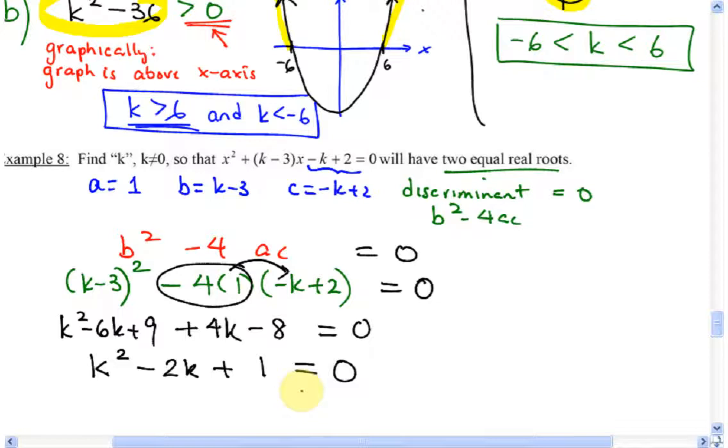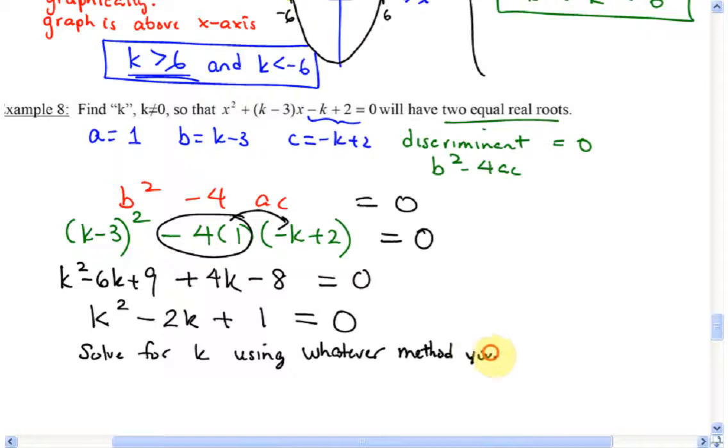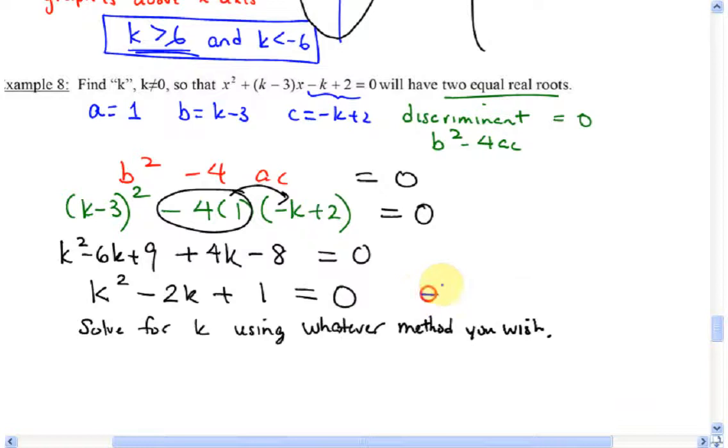And now I need to solve for K. What can you do to solve for K? Factor or quadratic formula or graphing calculator, whatever. I need you to solve for K, okay, using whatever method you wish. What do you think is the easiest method in this case? Yeah. If you can factor, always factor first, okay? So help me out. How can I factor this? Two numbers multiply to 1, those same two numbers add to negative 2. What would they be? Yeah, just negative 1 and negative 1.